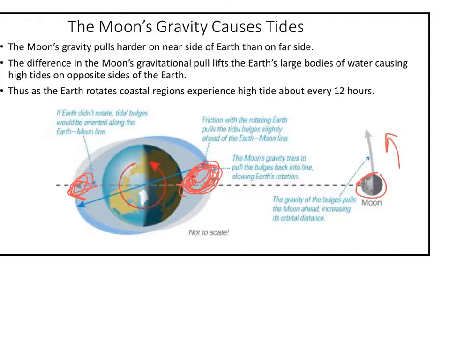And so you figure this part of the Earth is going to be over here 12 hours later. So that's why every 12 hours our oceans experience high tides. All right.